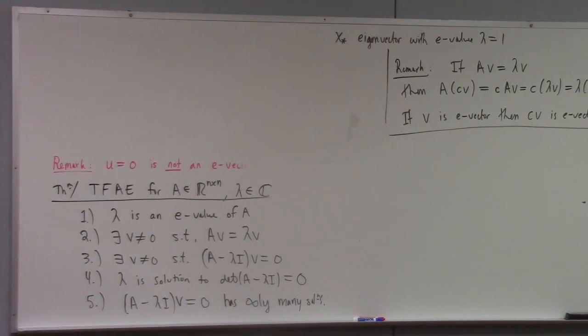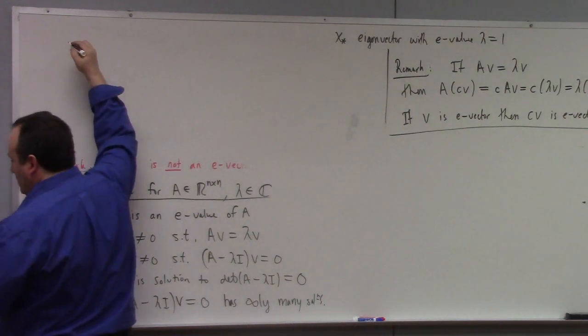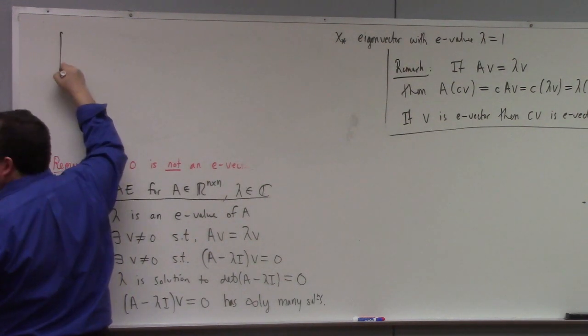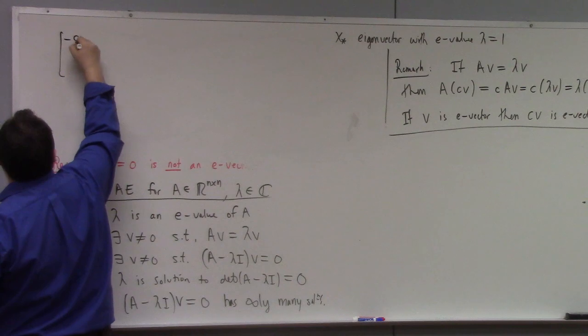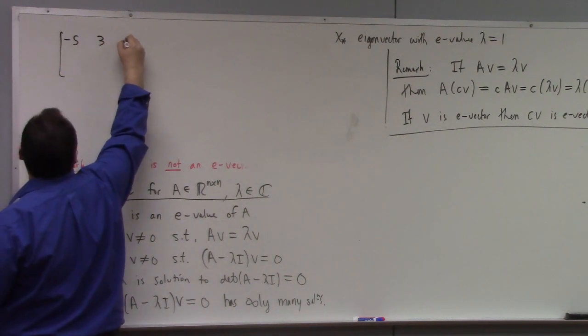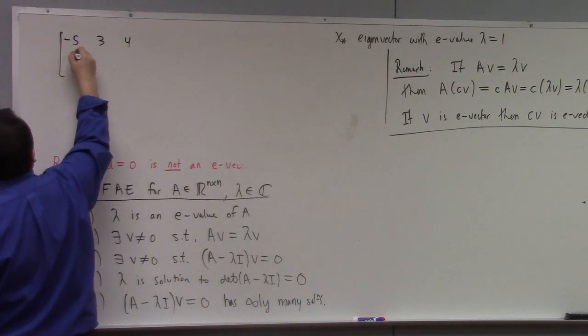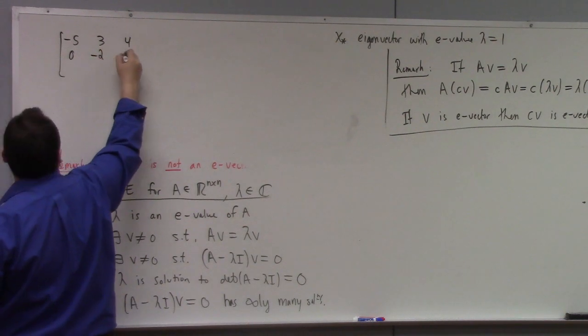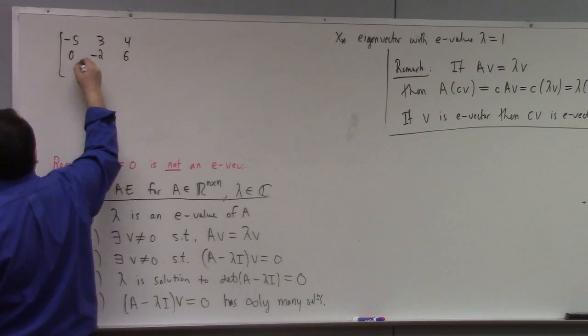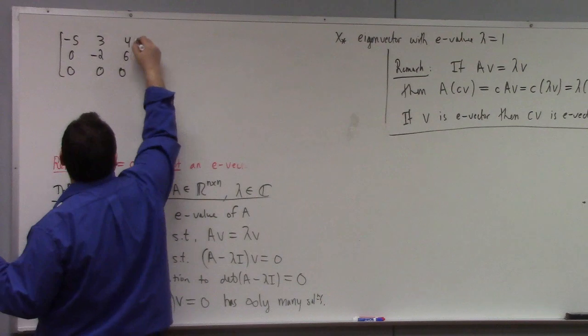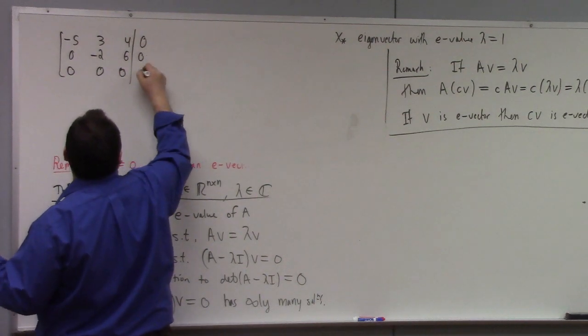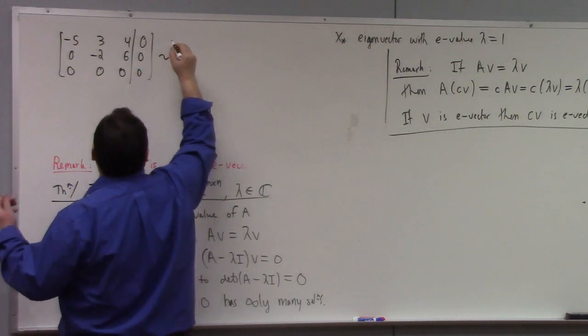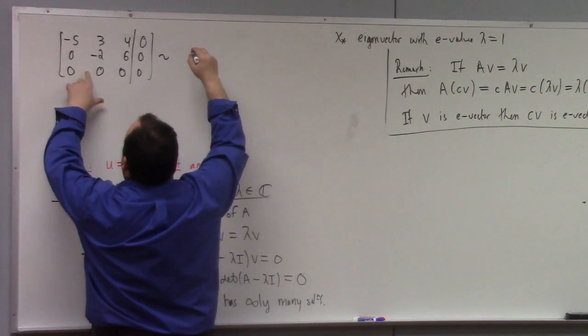All right, so what we get then is, I'll write it up here. So we had what? Minus 5, 3, 4, 0, minus 2, 6, 0, 0, 0. And I'll put this over here. I mean, do you need to write that? Not really. But this, let's see here.